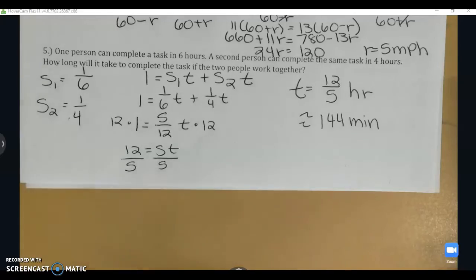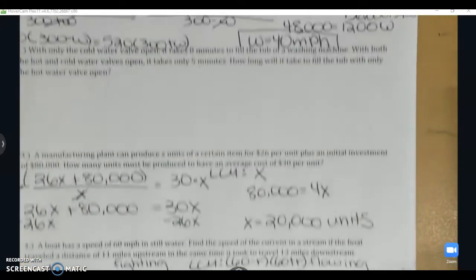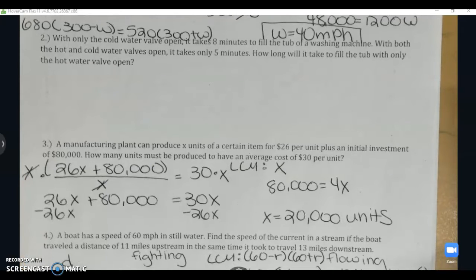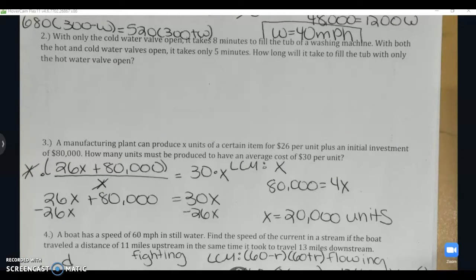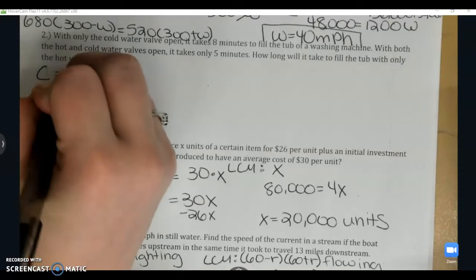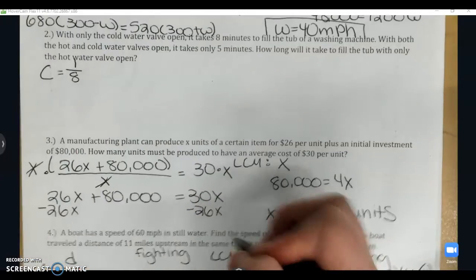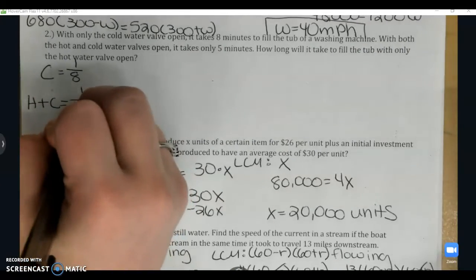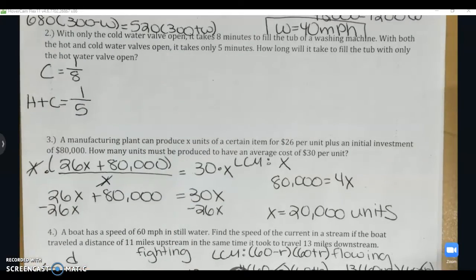So now that we've done number 5, number 2 is going to be a bit easier to complete. So we've got a cold water valve open that takes 8 minutes to fill the tub of a washing machine. With both the hot and cold water valves open, it takes 5 minutes. How long would it take to fill with just the hot water valve open? So this is similar to number 5, but we're working backwards, sort of. So the speed of the cold water valve is 1 tub filling every 8 minutes. And the speed of the hot and the cold water valves together is 1 tub every 5 minutes.